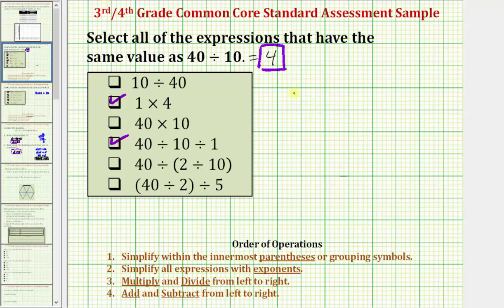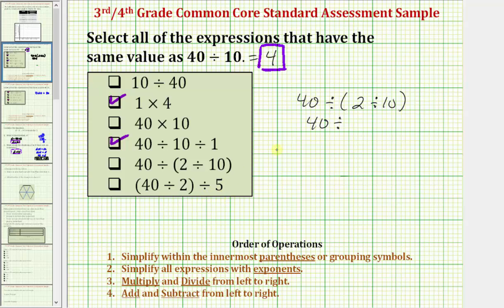Moving along to the next expression, we have 40 divided by, and then in parentheses we have 2 divided by 10. Following the order of operations, we simplify inside the parentheses first. So we're going to have 40 divided by whatever 2 divided by 10 is. But again, remember, we know that 40 divided by 10 is equal to 4, and we're looking to see if this expression has a value of 4. So if we quickly recognize that 2 divided by 10 is not going to give us 10, and therefore we're not going to have 40 divided by 10, which equals 4, we can stop here, not check this expression, and move on to the next expression.